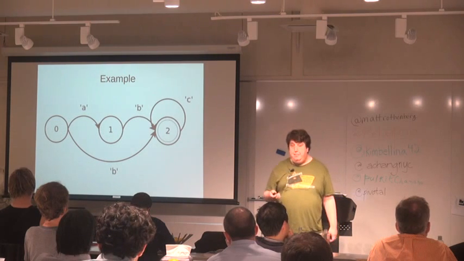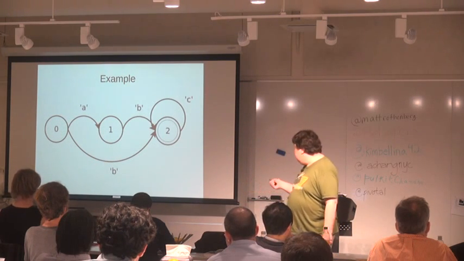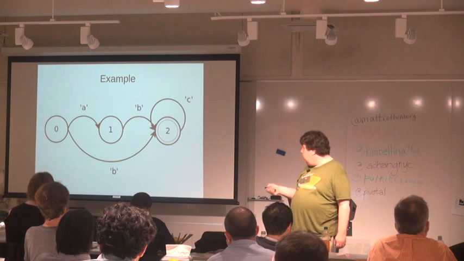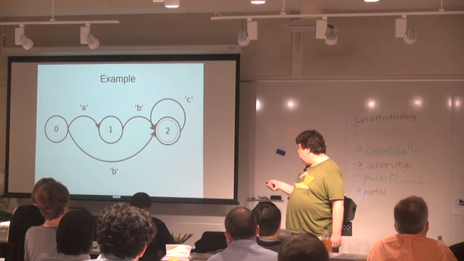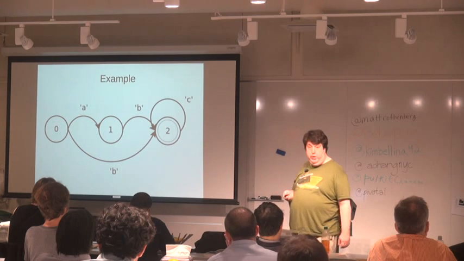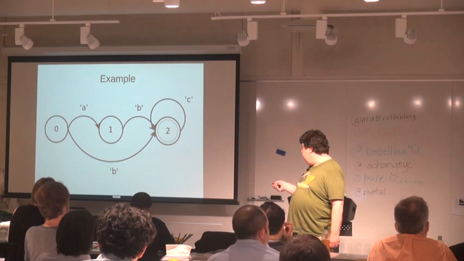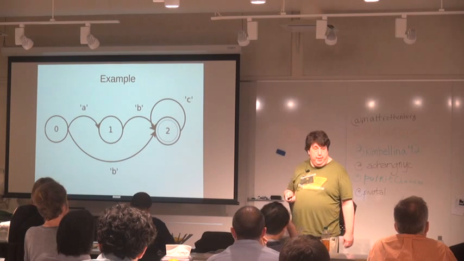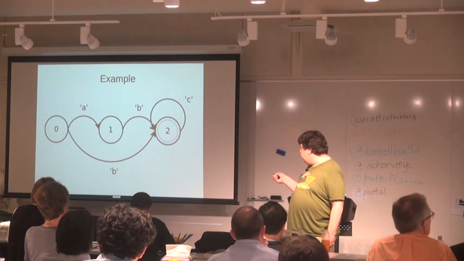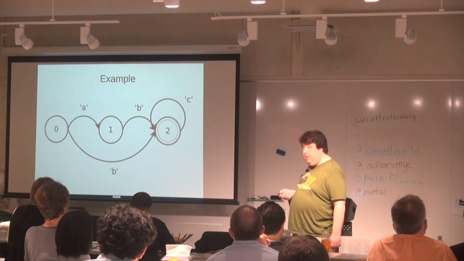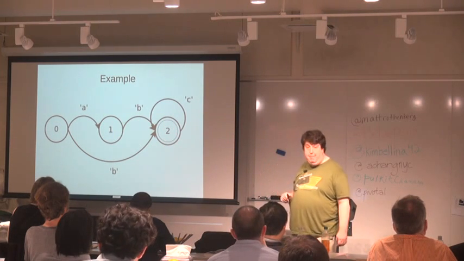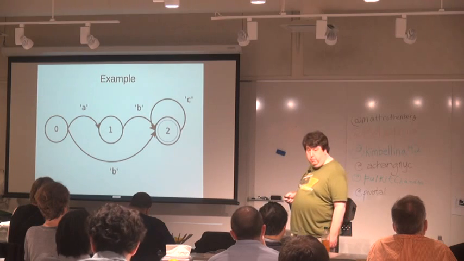So for example, this is our example regular expression again. We start here in state 0. If the first character in the string is A, we transition to 1. If the next character is B, we transition to 2. If the next character is C, we transition from 2 back to 2. And 2 is a double circle. That means we're accepting. If we're in state 2, we're happy, and we've matched the string.